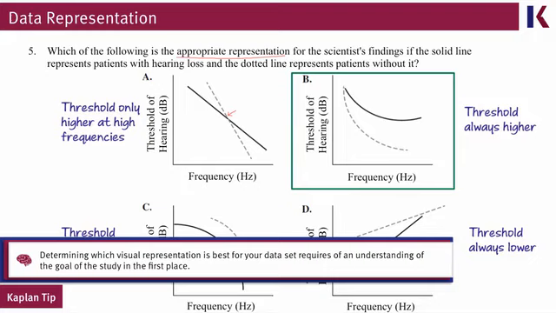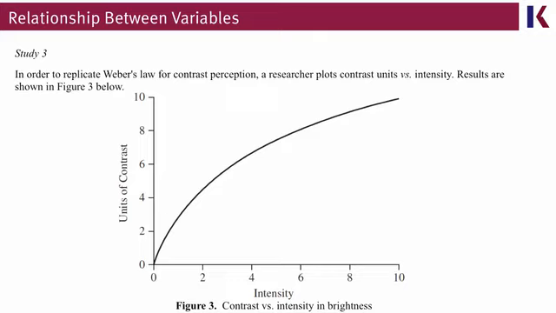Finally, let's take a look at one more way of representing a relationship in visual form, and this one's going to be a bit more difficult than the 2 we've done already in this learning goal. Take a moment to read through this study and determine what's being investigated, as well as the conclusions that we could draw. In this case, the goal of the study is given very clearly in the first sentence.